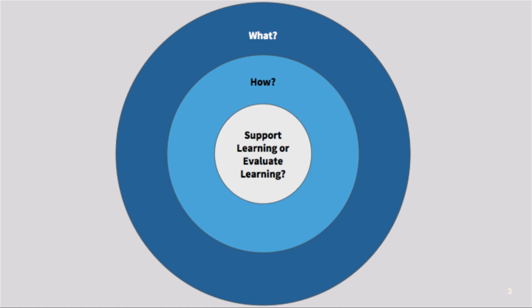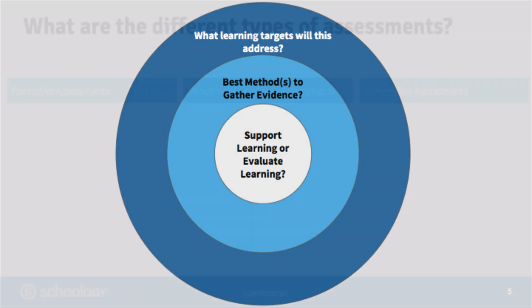Once we establish the why, we then need to think about the best method to gather the evidence. Maybe it's a performance task, or maybe it's something that can be measured with selected response items, or maybe it's something that is a combination of several methods. Ultimately, we need to address what learning targets or standards the assessment will hit. If it's something formative, it will likely be a limited list. If summative, it will be a much broader collection of standards or targets.